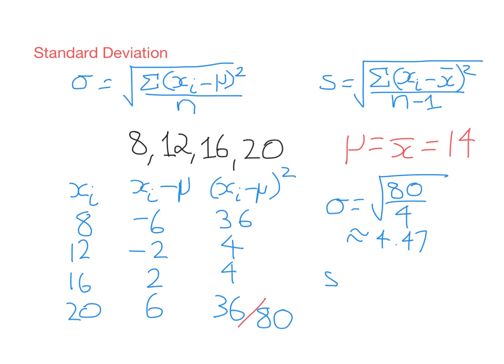If I was calculating the sample standard deviation, it'd be the square root of 80 divided by 3. So putting that in our calculator, we get about 5.16. So just make sure to read carefully the question. Did it ask for population or sample standard deviation? Because the answers are slightly different.